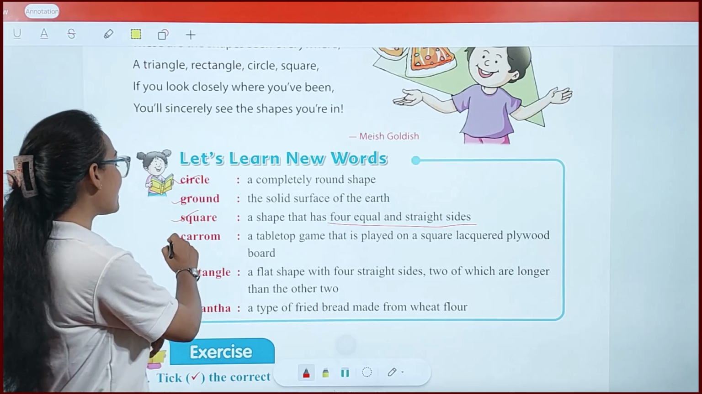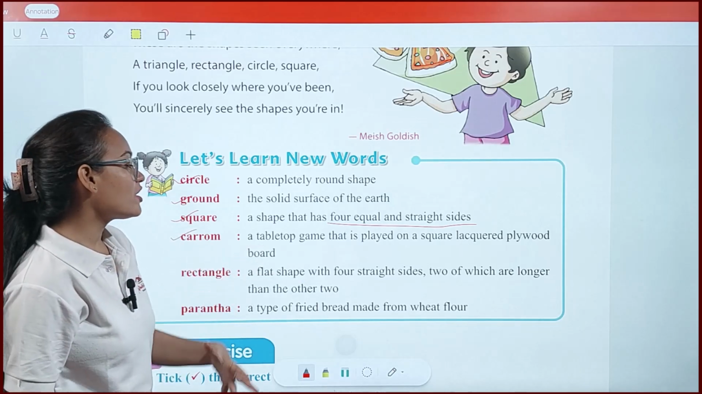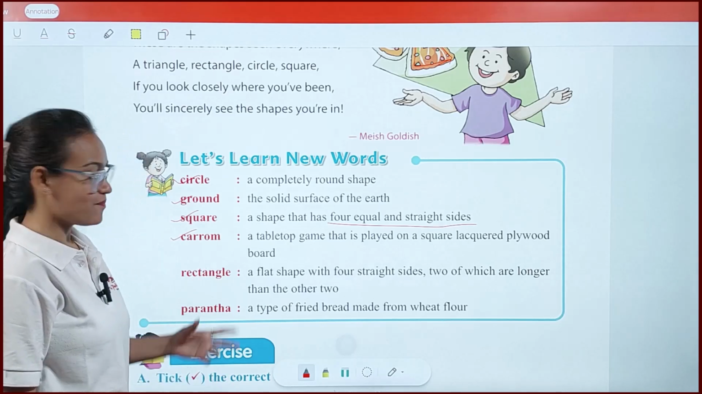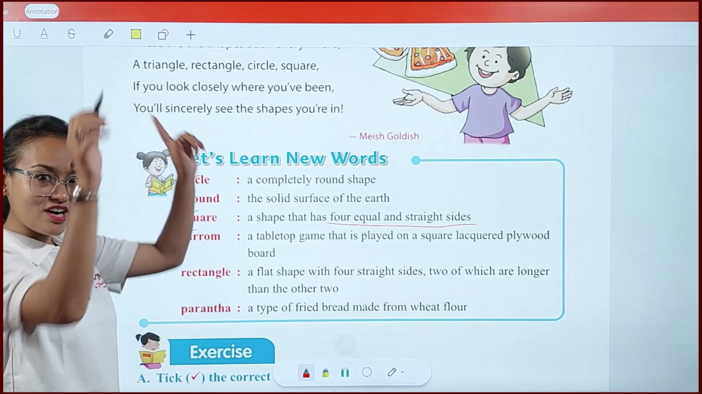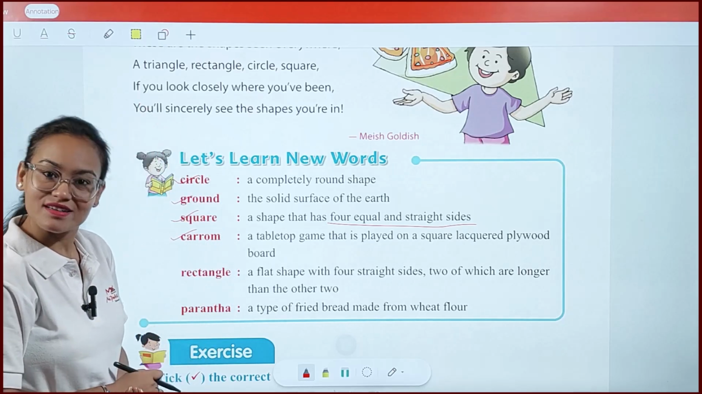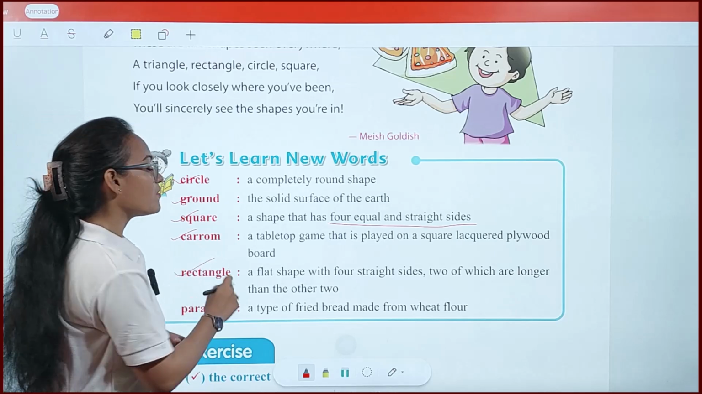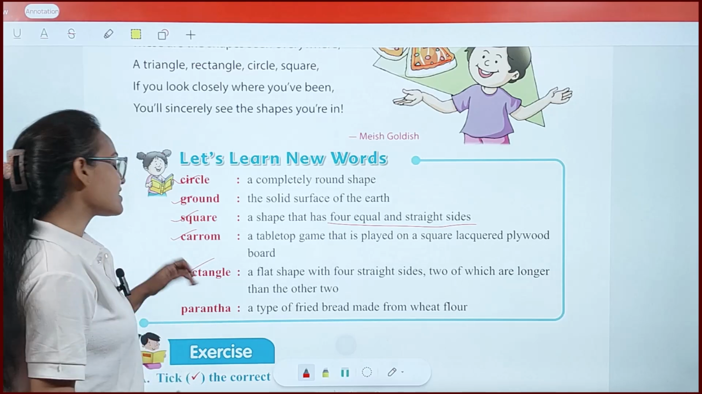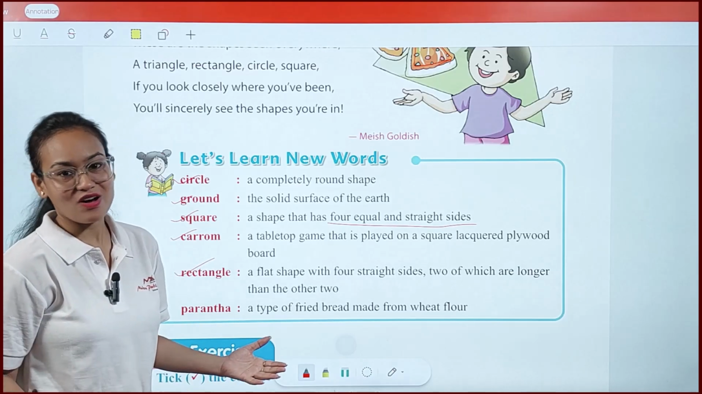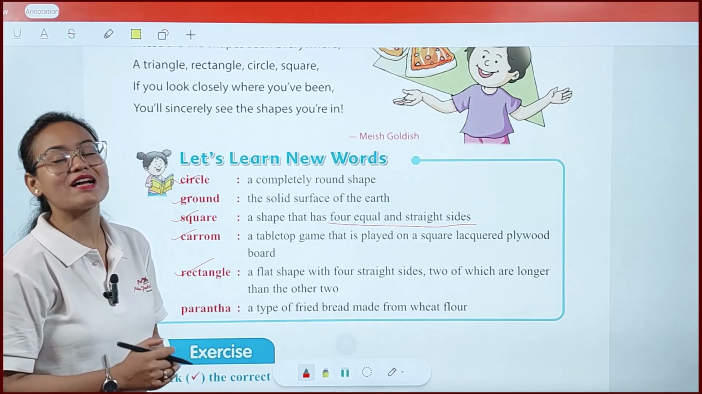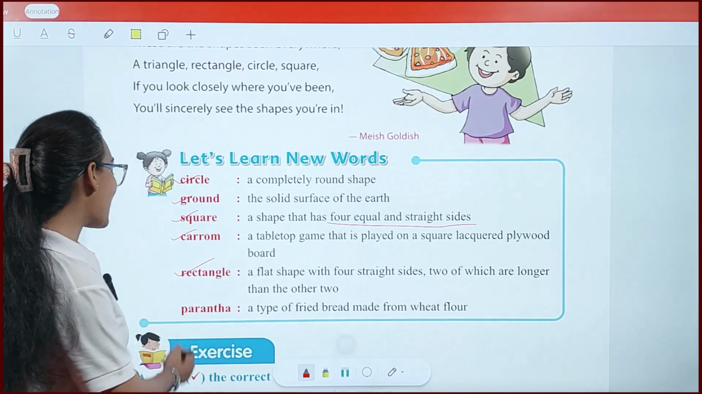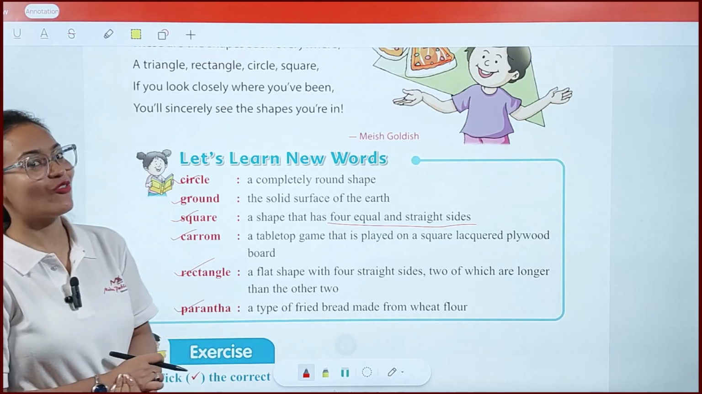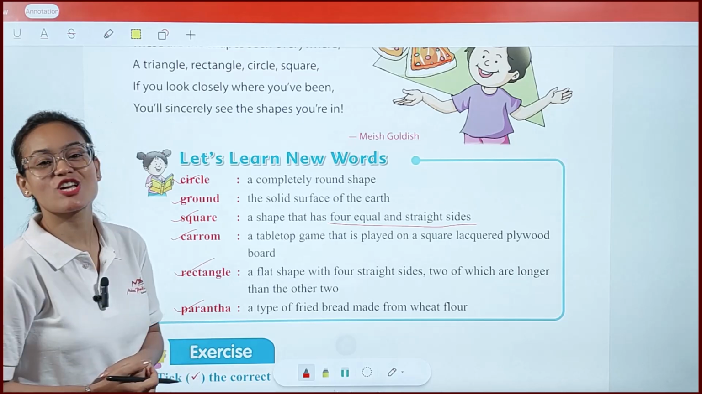Carom. What is the meaning of carom? A tabletop game that is played on a square lacquered plywood board. Carom is a square shaped board, and we play there. Rectangle means what? A flat shape with four straight sides, two of which are longer than the other two. Rectangle means any two sides are equal. Two sides are longer and two sides are shorter. Now, paratha. What is the meaning of paratha? A type of fried bread made from wheat flour. And this comes in the shape of a triangle.